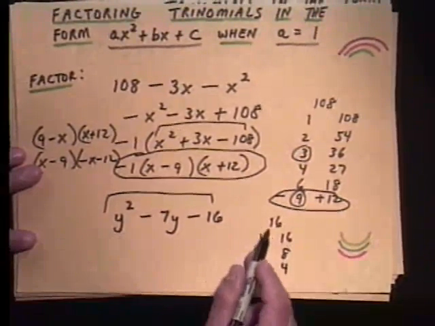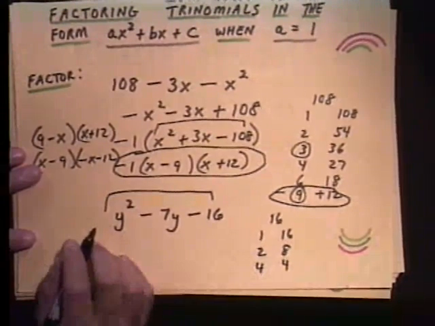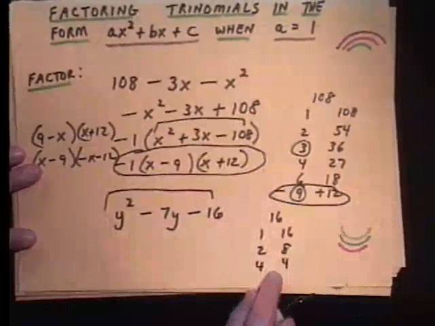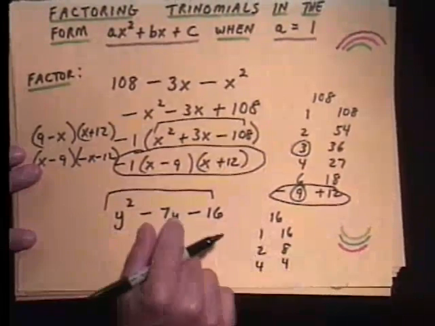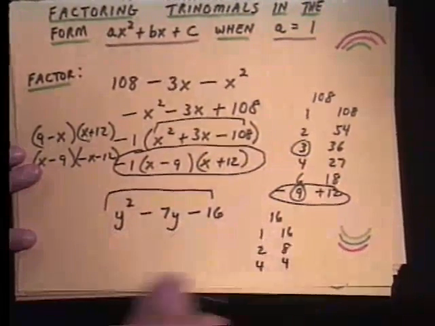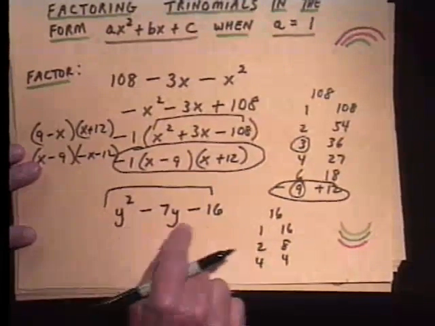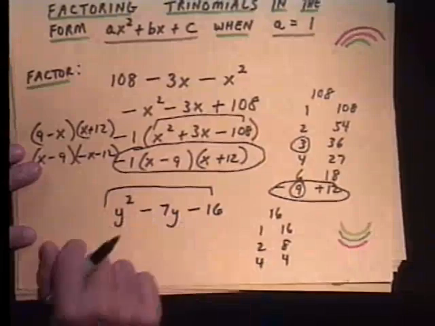All right, now let's look at this. I don't think there's any more factors of 16. I can't think of any more. Can you? I don't see any more. So are there any ways I can get a -7 out of these pairings? I don't think so. So did you know out there, not every trinomial factors?